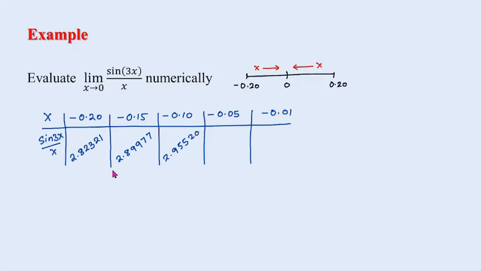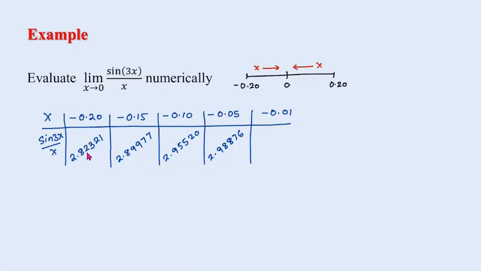Again, increasing: 2.8, 2.89, 2.95. Now let's plug in the next one. If we plug in negative 0.05, the value will be 2.98876. Still increasing. Here it was 2.955 and here it becomes 2.98. From 2.95, it jumped to 2.98. So the values are increasing, but they are increasing very slowly.